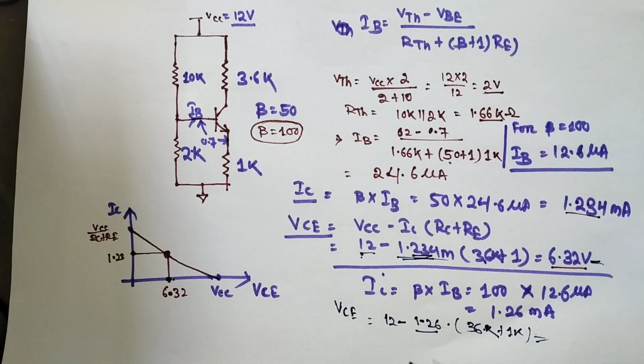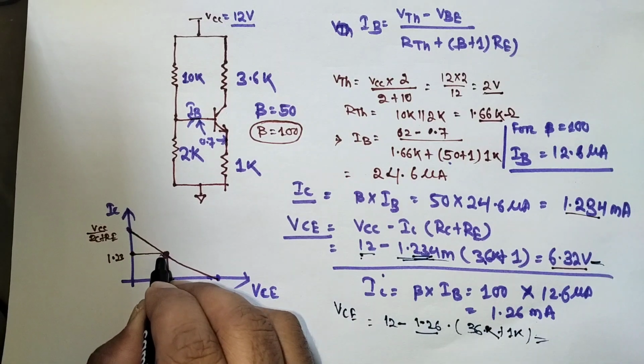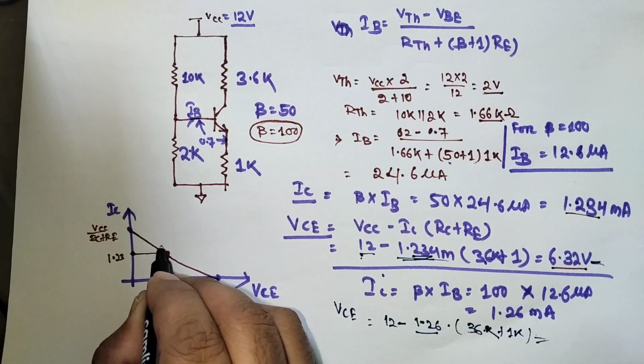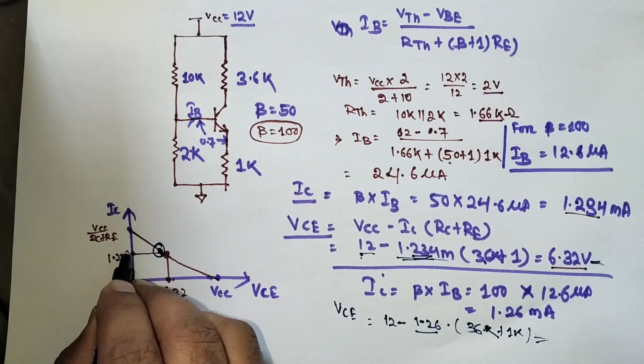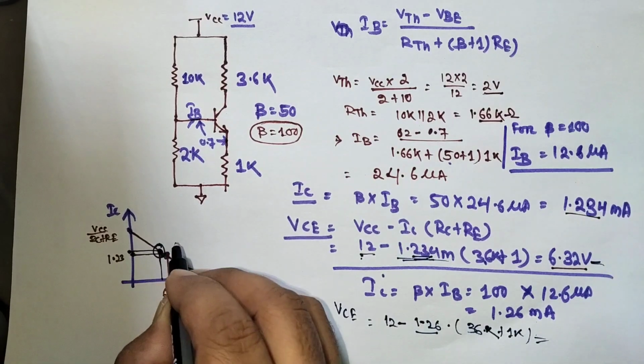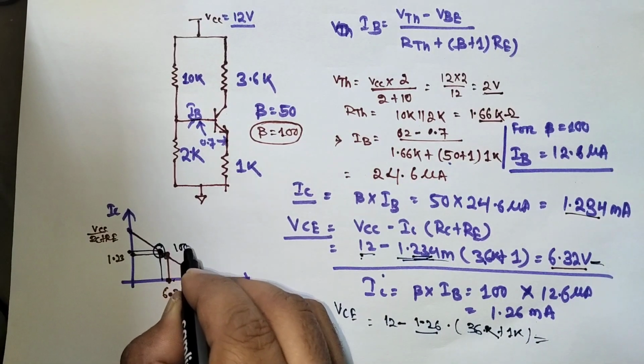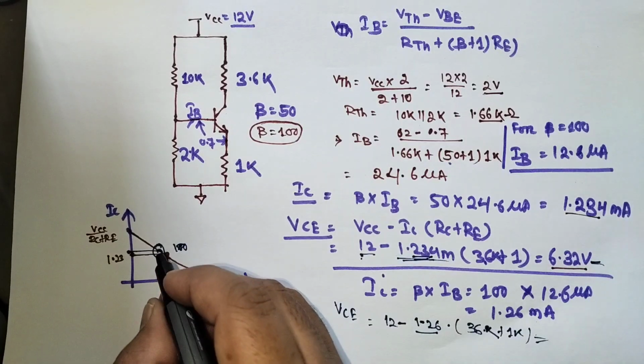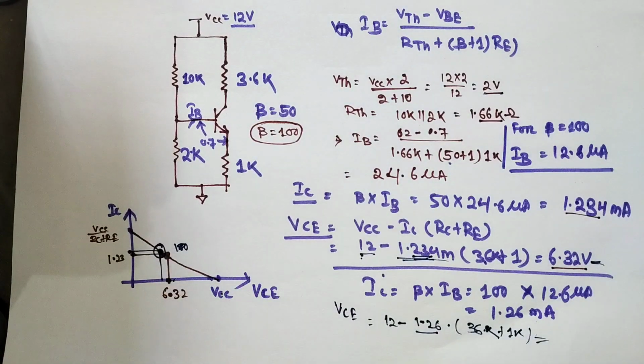You can see here, if I change the beta by 100 percent, only a small value changes, only a small change in the IC value, 1.26 versus this value. When you change beta by 100 percent, there is a small variation in the stable point. So this method is best suited for practical design.